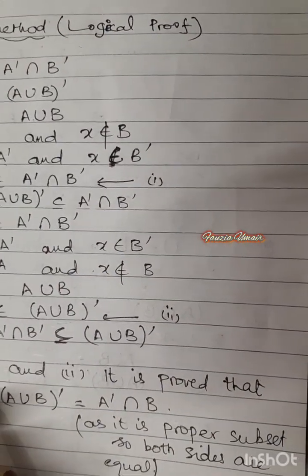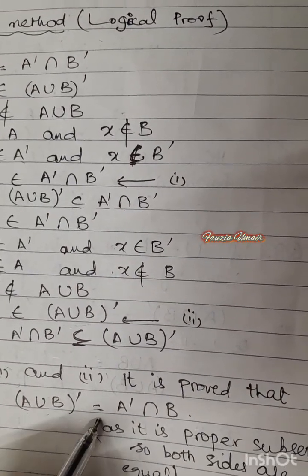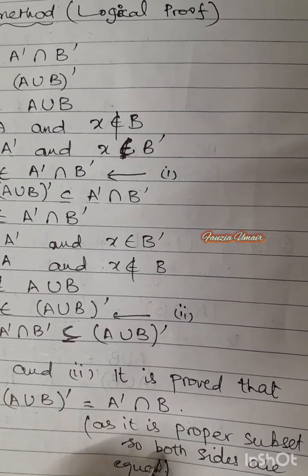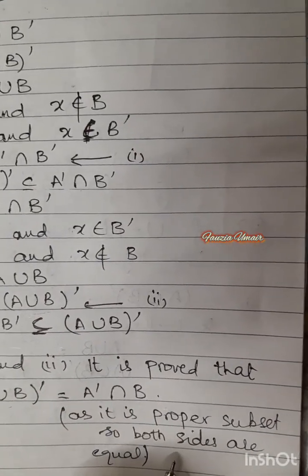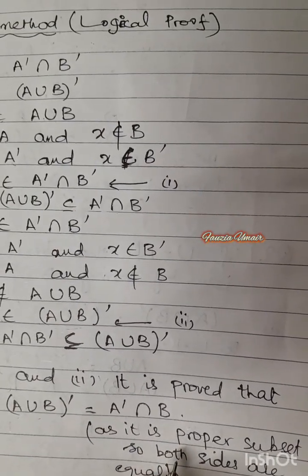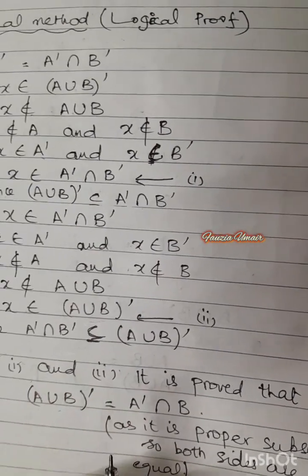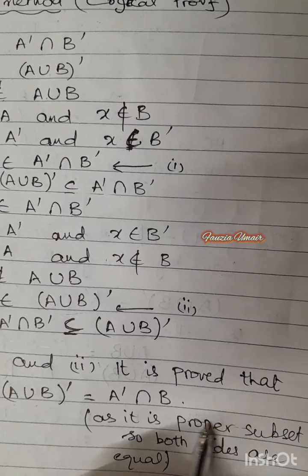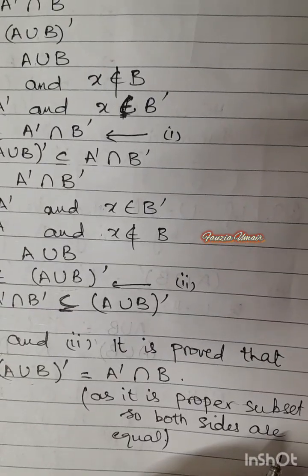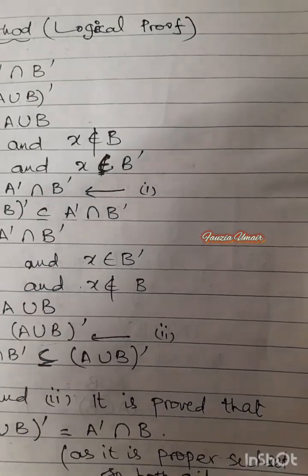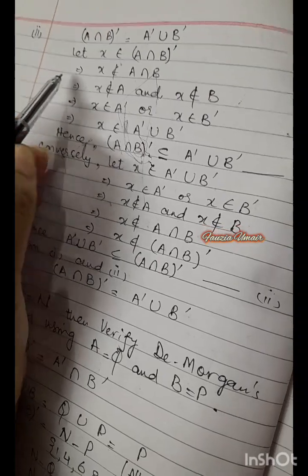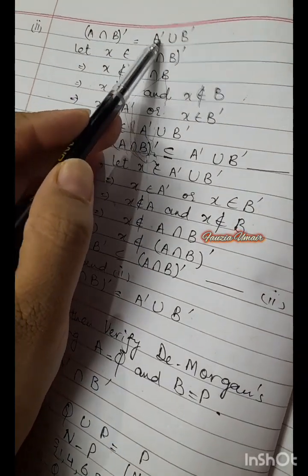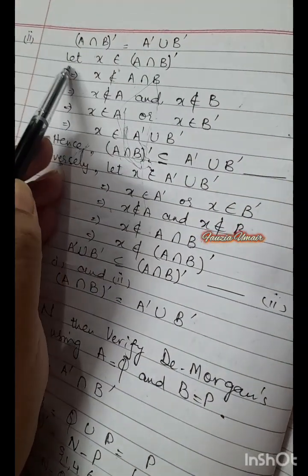Now if A is a subset of B and B is a subset of A, it means that both sets are equal sets basically. So both sides are equal. So from 1 and 2 we prove that, because they are subsets of each other, they are equal. Both sides are equal to each other. So we will prove the second De Morgan's law using the same concept.